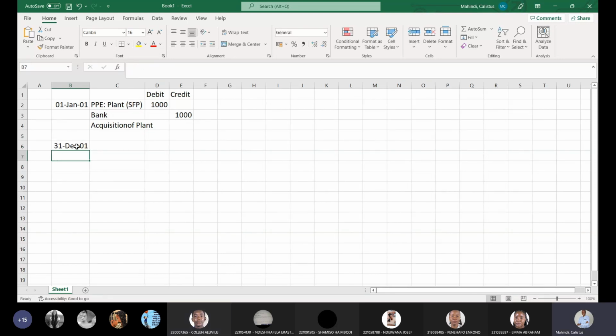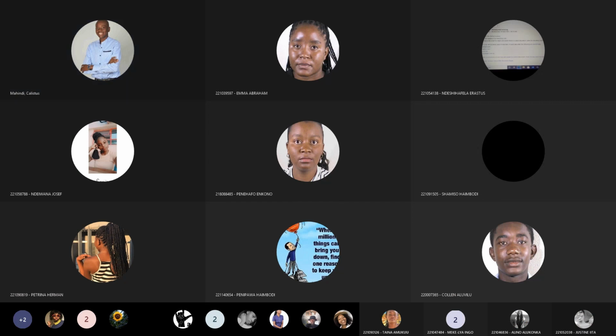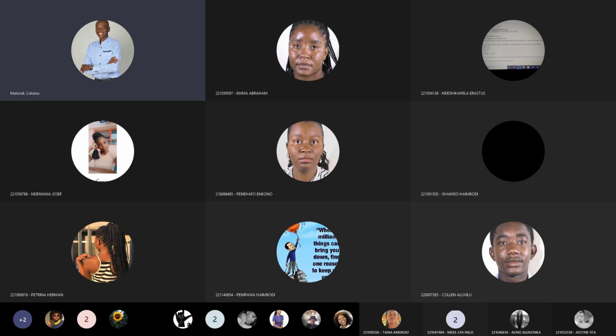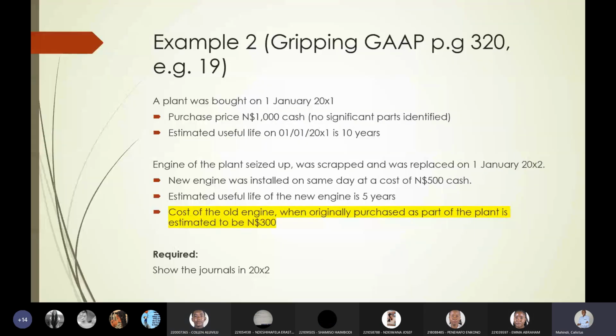So let us deal with 31 December 20X1. What would be the journal entry on 31 December 20X1? Let us go back to the question. If you look at the question, what would we have to do at the end of the year 20X1? What would we have to do?